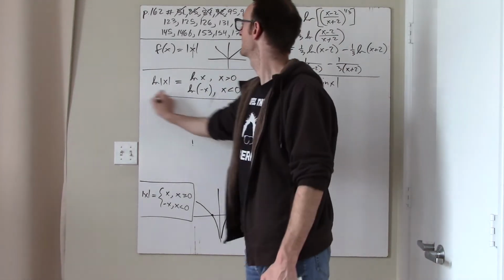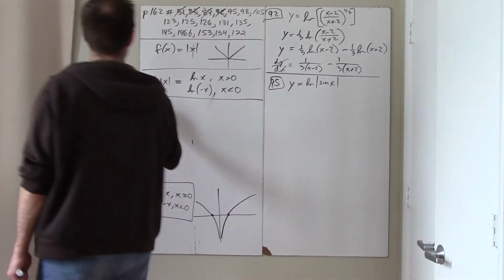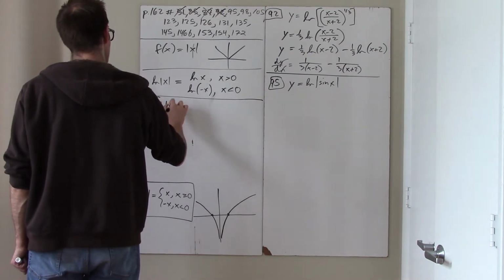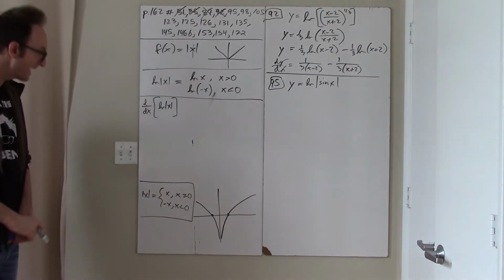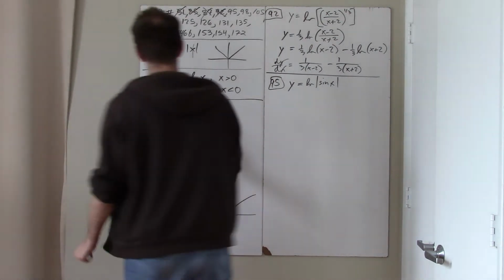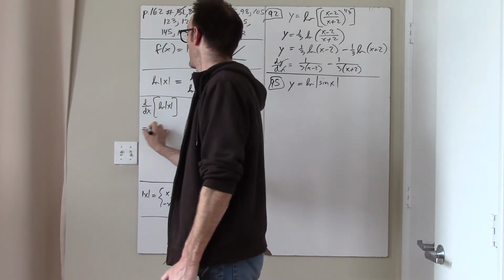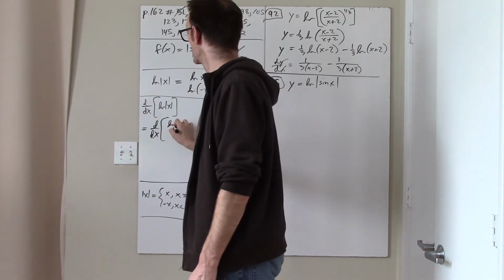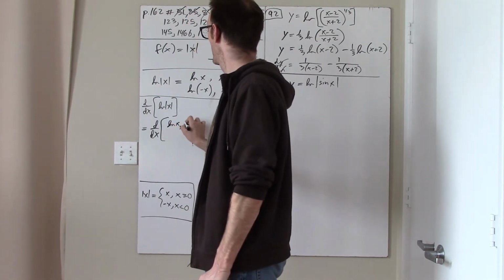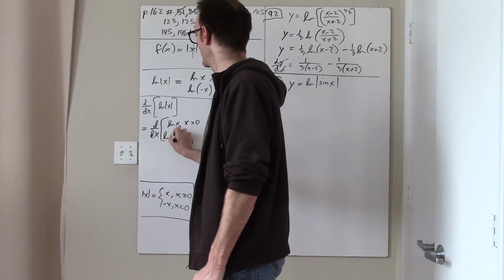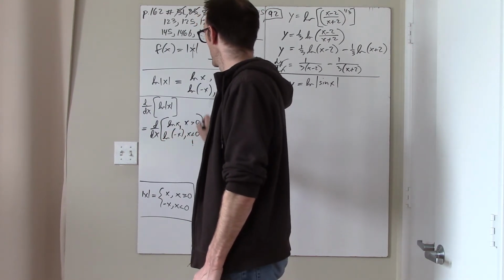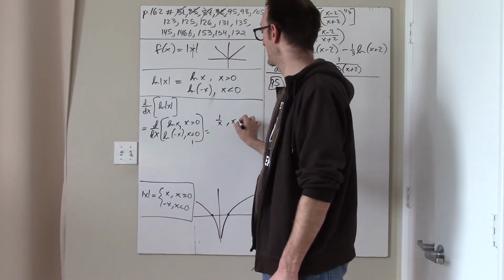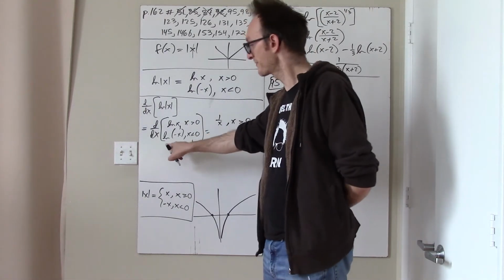Okay, well, if that's what natural log of absolute value is, then what is the derivative of ln of the absolute value of x? And the answer is, well, we should just take the derivative of this piecewise function. So I want to take the derivative of ln x when x is positive, and I want to take the derivative of ln of negative x when x is negative. But of course, here we just get 1/x when x is positive.